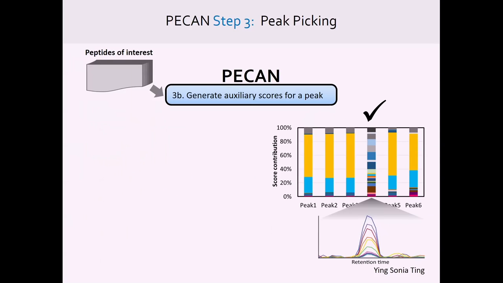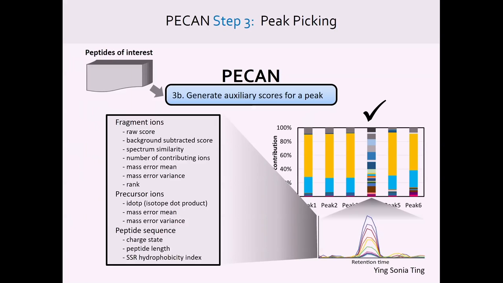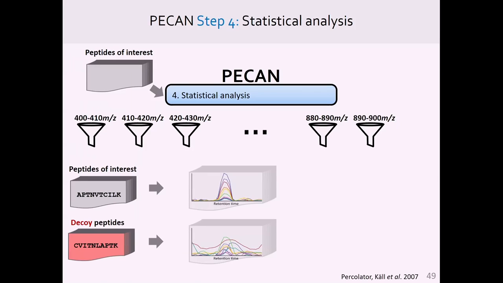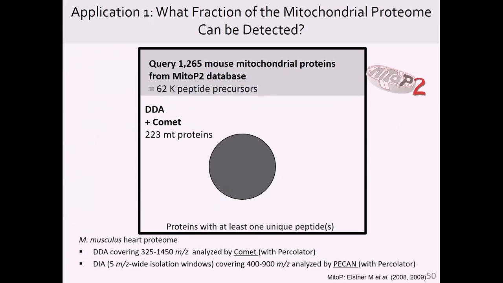And then for that one, we calculate multiple different scores, and we do this for every single isolation window, for every single peptide of interest, and we feed this into a machine learning algorithm that we developed with Lucas Käll and Bill Noble back in 2007, and we use this to calculate p-values and q-values, ultimately, and posterior error probabilities as well.